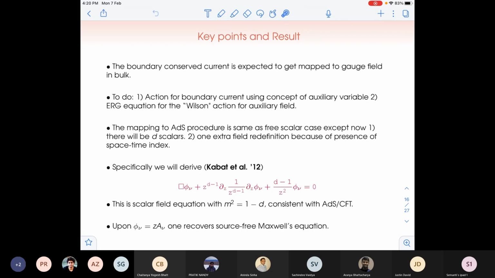Currents in the case of ON symmetry, and another extra field redefinition because of the presence of a spacetime index. Specifically, we will derive this equation of motion which is given in the paper of CHEP-th in 2012. This is a scalar field equation with mass m square 1 minus d, where these phi's are all scalar fields, and if you redefine it in terms of Z A mu, one recovers source-free Maxwell's equation.